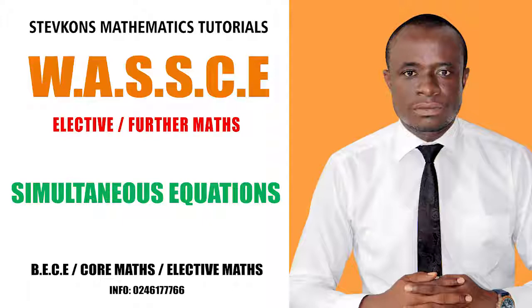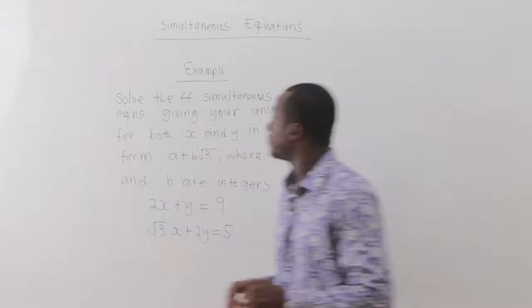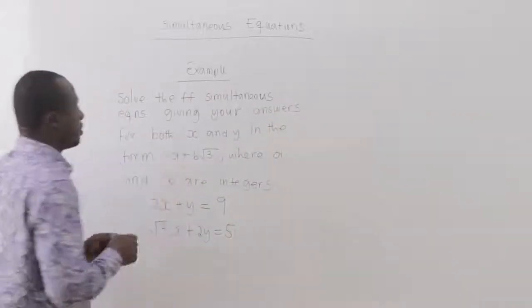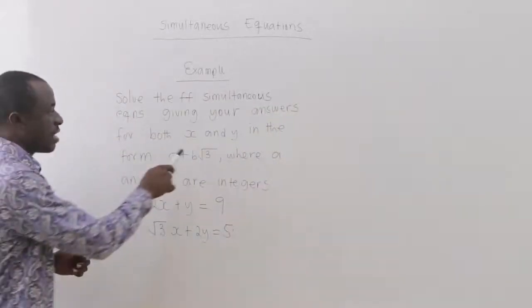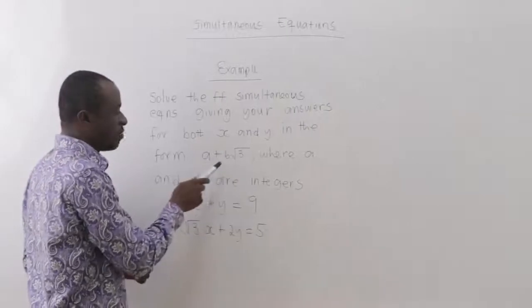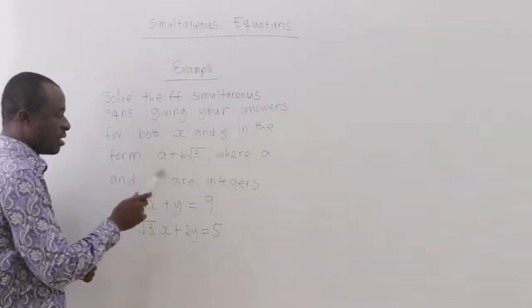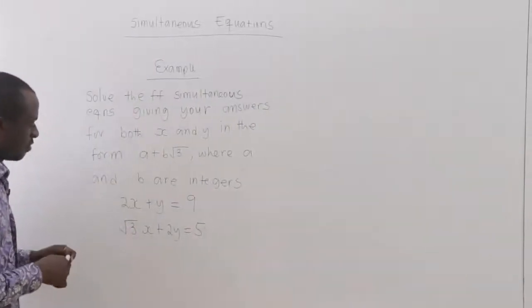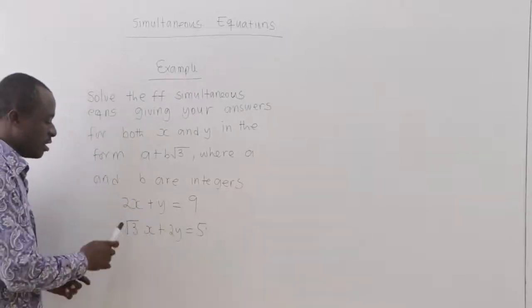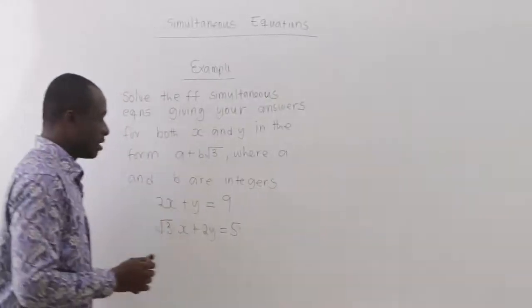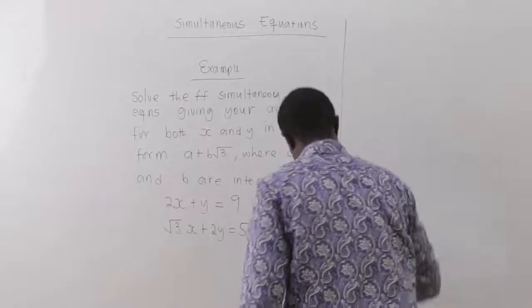Today we'd like to consider simultaneous equations. Let's consider this very example. Solve the following simultaneous equations, giving your answers for both x and y in the form a plus b root 3, where a and b are integers. So here we've been given 2x plus y equal to 9, root 3x plus 2y equal to 5.